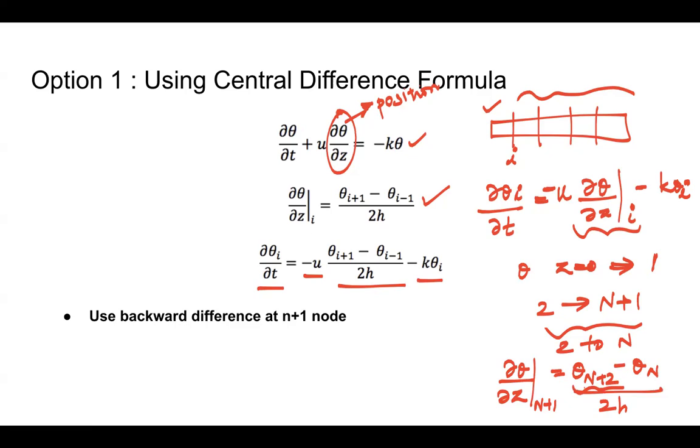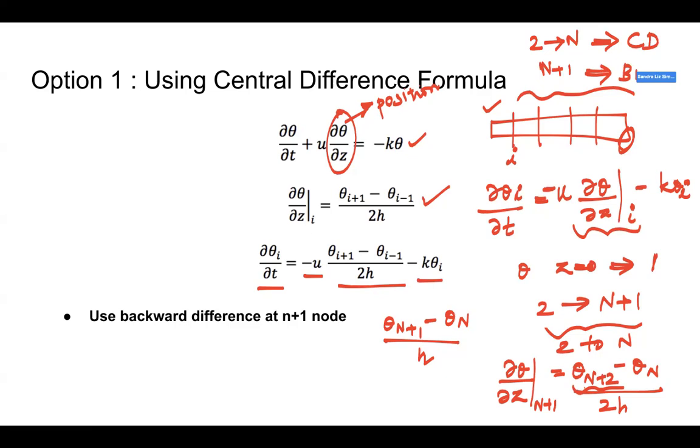So what you'll have to do in this method is, at the last position of the road, you will have to do a backward difference. How will the backward difference be? It will be theta n plus 1 minus theta n divided by h. So from road 2 to n, you do central differencing. At the n plus 1th road, you do backward differencing. Is this clear? Why are we doing it?